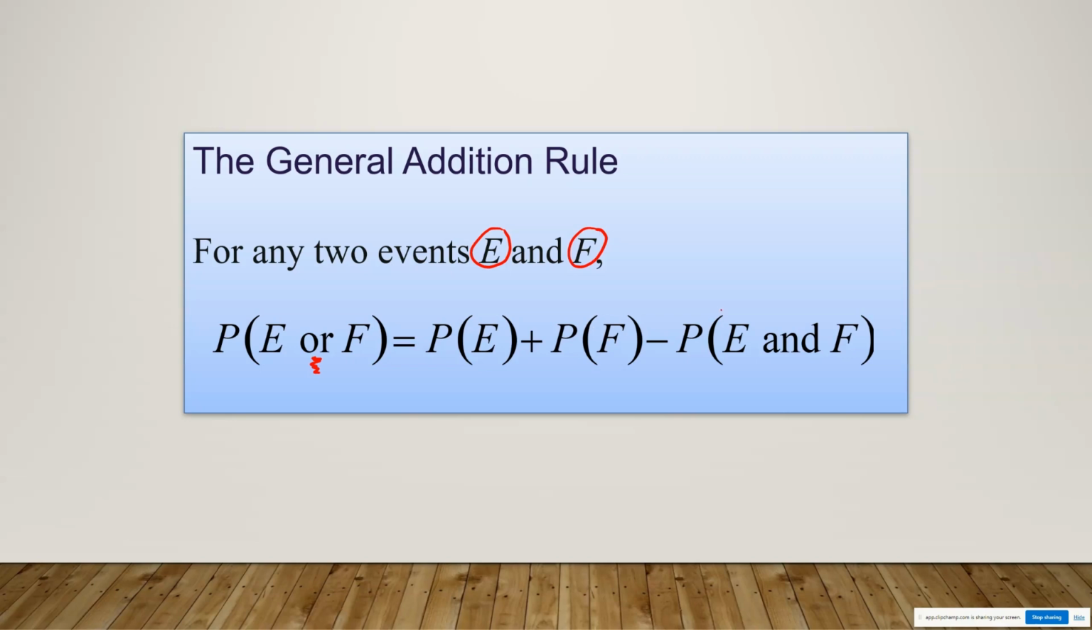Now, if these two events have a common outcome, then you would subtract the probability that both E and F occur. Now, if the events are disjoint, meaning there is no common outcome, this probability will equal 0. All right, let's work some examples here using this formula.